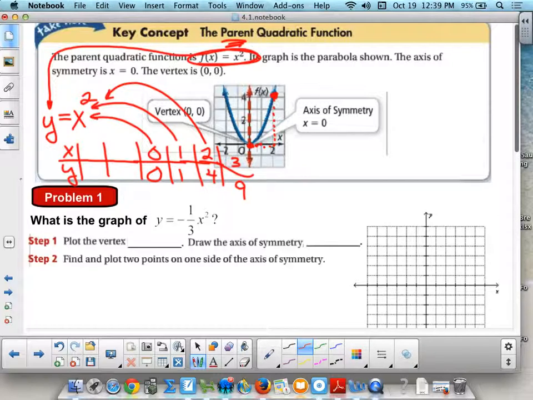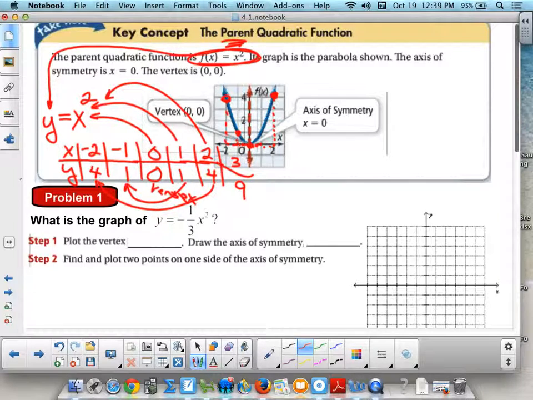Now, if they ever tell you in the book to go make a table, I feel like I'm done. Because if this is the vertex, 0, 0, and I go 1 to the right, I go up 1. Well, what if I go 1 to the left? Don't I just go up 1? So I'm stealing this point, aren't I? What if you go 2 to the left? Steal that point, 4. So you don't really have to generate these answers. They just come out by looking at it. Is everybody okay with that?